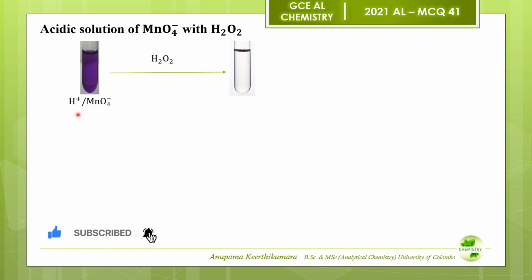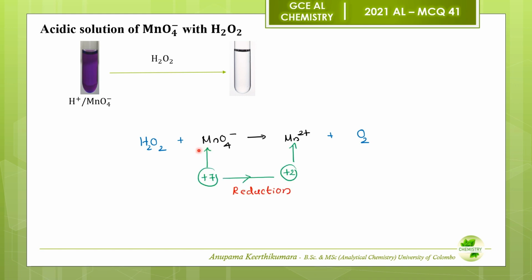When an acidic solution of permanganate is mixed with hydrogen peroxide, a redox reaction takes place. During this redox reaction, permanganate ions are reduced to manganese 2+ ions and hydrogen peroxide is oxidized to oxygen gas. The oxidation state of manganese in the permanganate ion is +7 and in the manganese 2+ ion is +2. Therefore, during this reduction process, 5 electrons are involved.